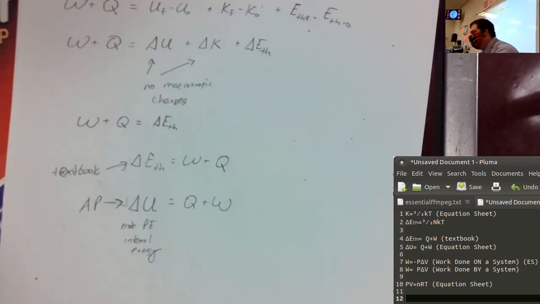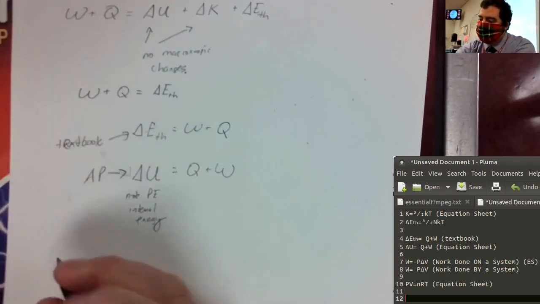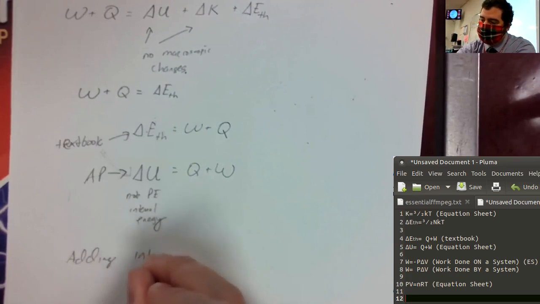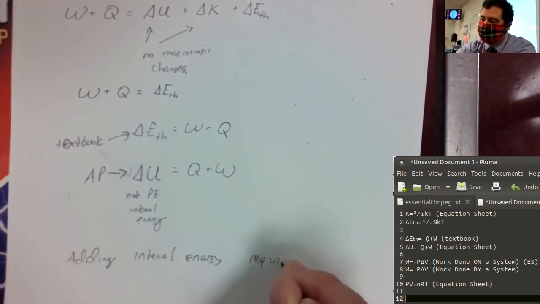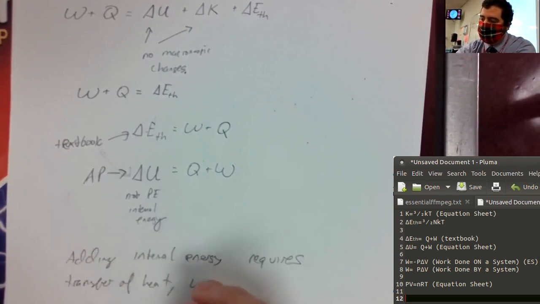This equation really tells us a couple things. And it's one we can use both on the conceptual level, but also on a quantitative level. And basically what it's telling us is the way to add energy to a system requires a transfer of heat, work, or both.